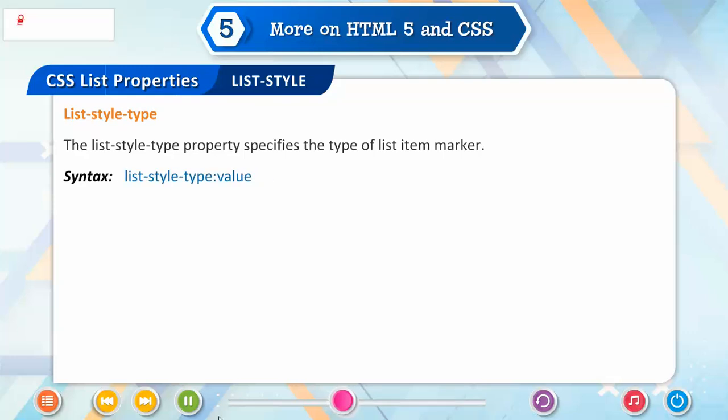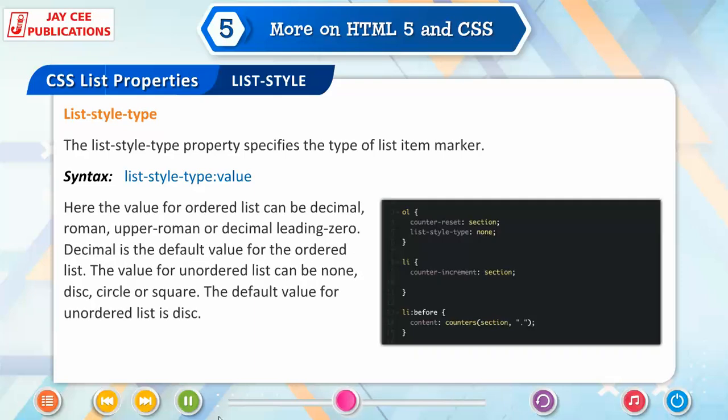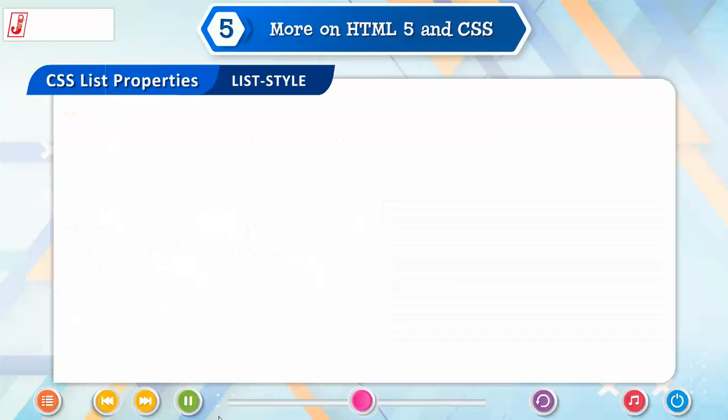The list-style-type property specifies the type of list item marker. Syntax: list-style-type: value. Here the value for an ordered list can be decimal, Roman, upper Roman or decimal leading 0. Decimal is the default value for the ordered list. The value for an unordered list can be none, disk, circle or square. The default value for an unordered list is disk.